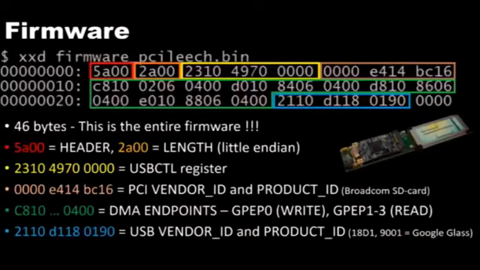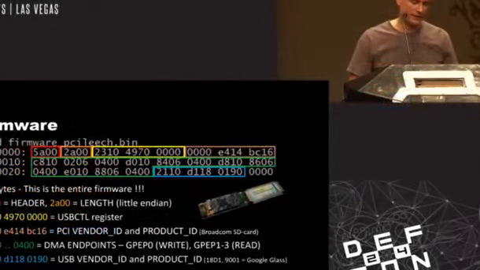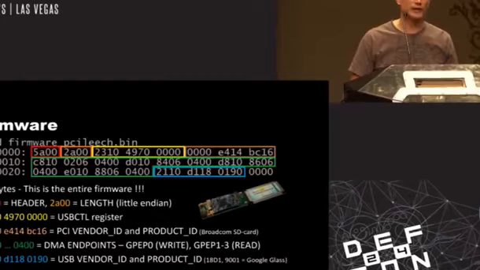Actually, this is the complete firmware of the PCILeech device. It's a whopping 46 bytes in total. The first byte is a header, 5A. 00 tells us to load configuration data into the configuration registers at power on. Next, we have the length, which is in little endian. So 2A is 42 bytes of configuration data.